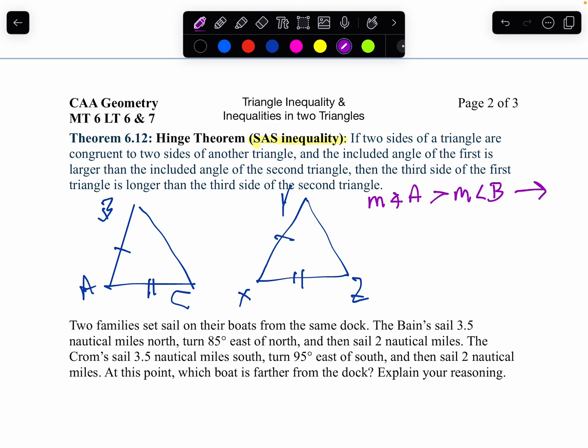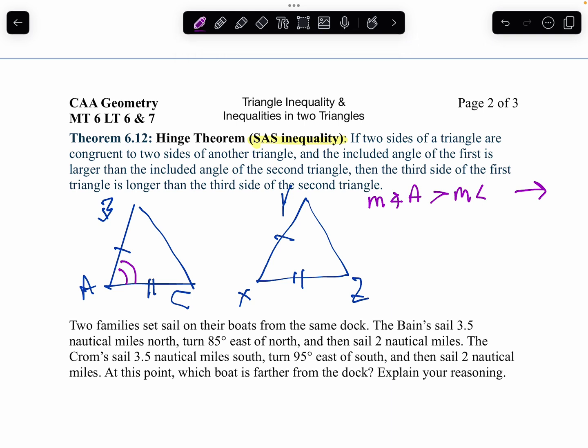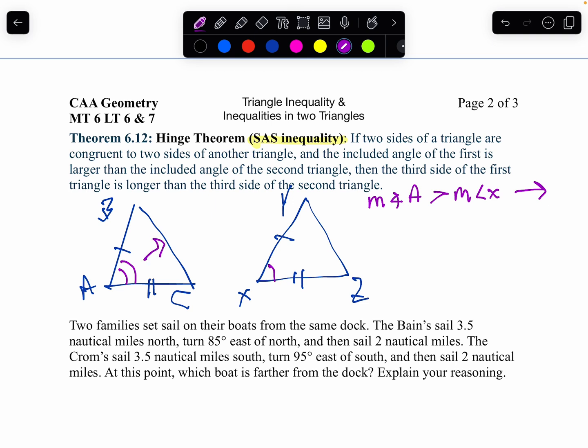So what I'm going to do is I'll put two arcs here on A, because that's bigger. And I don't know why I said B, sorry about that. We want to compare that to X. And you can only use this comparison if the two angles are between those sides, between the two congruent sides. Then it's kind of like what we did the other day in one triangle. I can shoot across, and that would tell me BC is going to be greater than YZ.